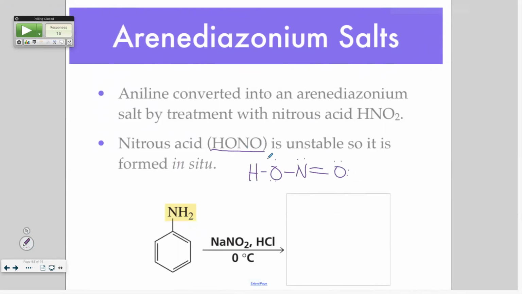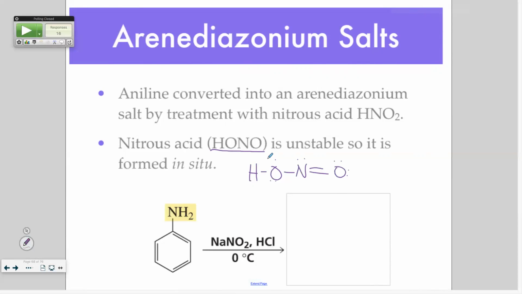Remember that nitric acid has that O minus N plus in it, like a nitro group. That's nitrous acid. It's unstable. It's formed in situ. So that means that you put stuff together to make it. You use NaNO2 and HCl, and it makes the nitrous acid. And then you throw your compound in. We used to call that the HONO reaction. Get it?